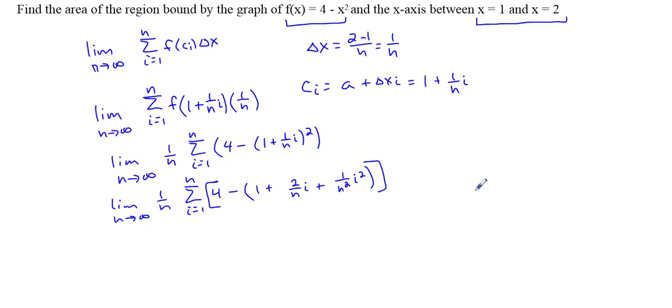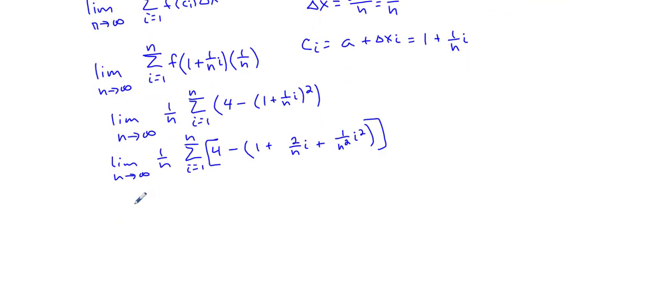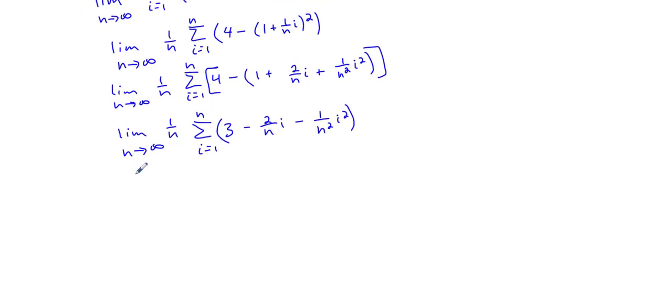Use the appropriate amount of parentheses and brackets to keep everything organized. Okay, limit as n goes to infinity. And notice it kind of escalates in a hurry. Once you have a binomial in there, evaluating your function is a little more difficult. Sum i equals 1 to n. Okay, that's going to be 4 minus 1, then minus this, so 3 minus 2 over n i minus 1 over n squared i squared. All right, now we have to use our properties and break this up.